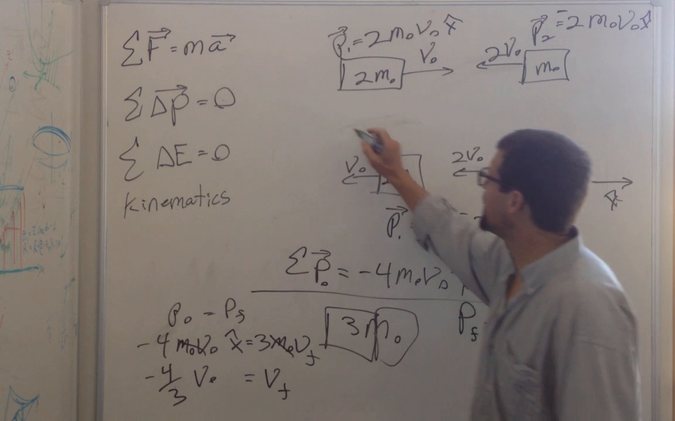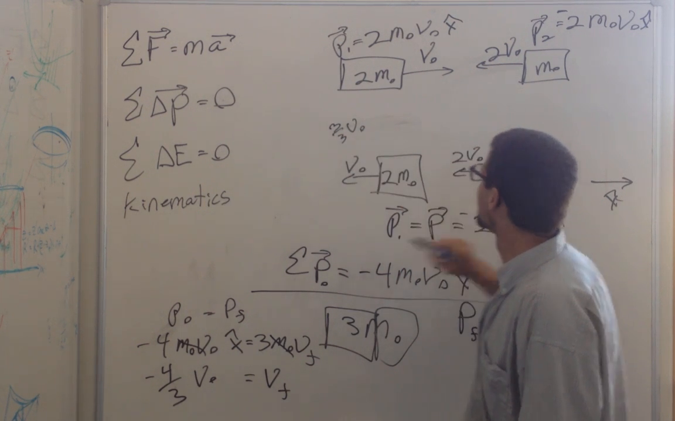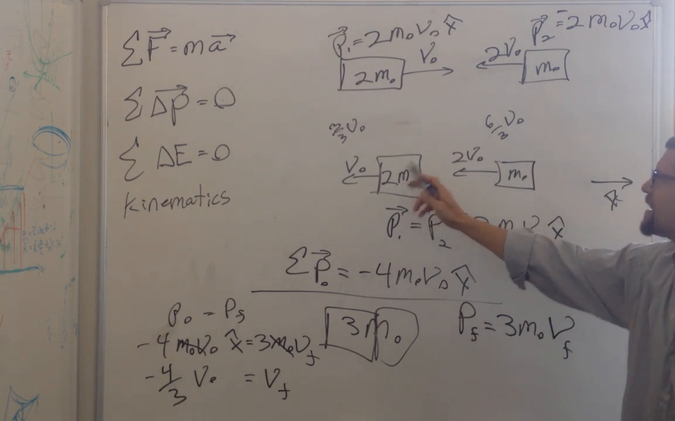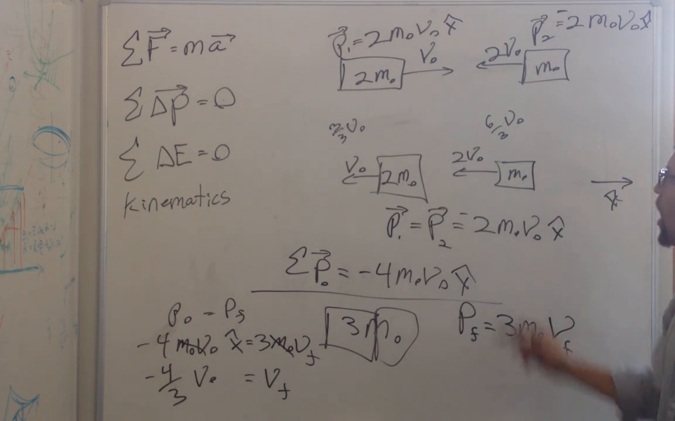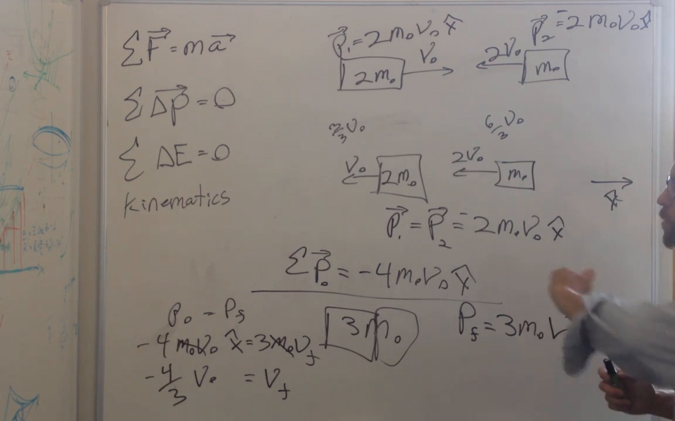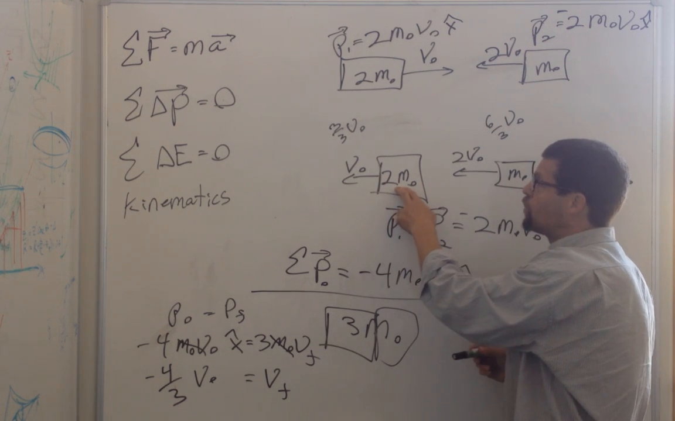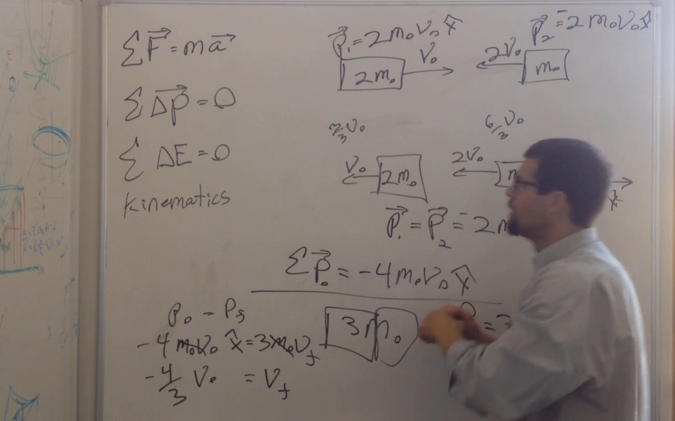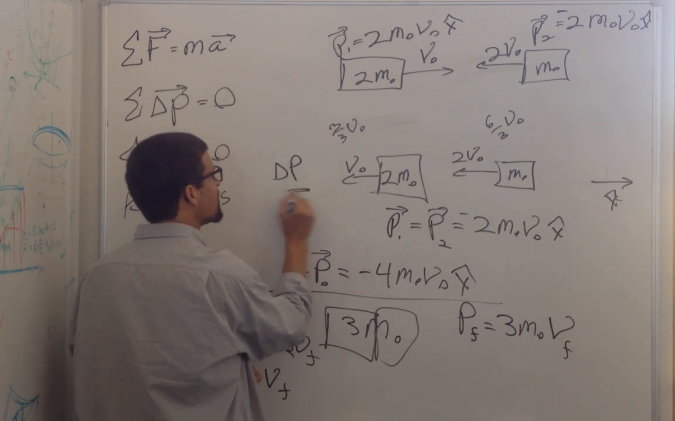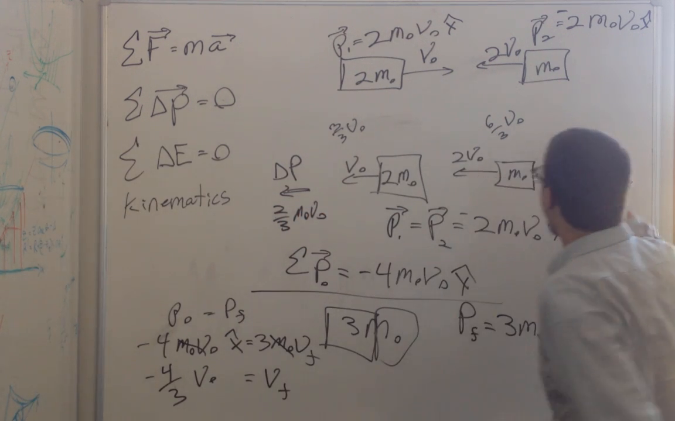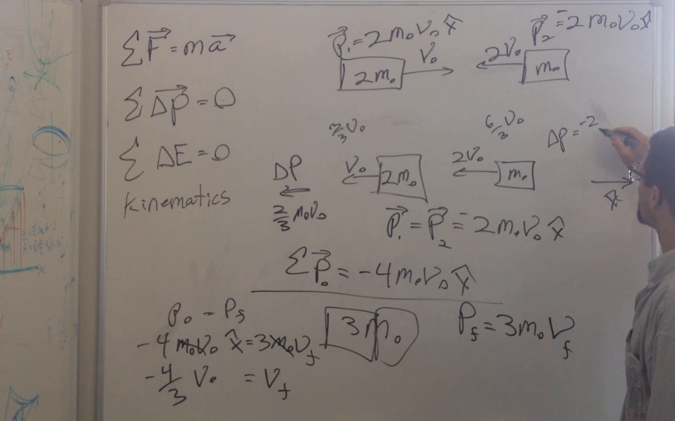So this one speeds up by 1/3 V naught, and this one slows down. If we write the initial speeds as 3/3 V naught and 6/3 V naught, we can see that this one speeds up by 1/3 V naught and this one slows down by 2/3 V naught. Or maybe what's most important is this gets an impulse in this direction of 2/3 m naught V naught. So delta P on this guy speeds it up at 2/3 m naught V naught. And this one slows down. Delta P is equal to negative 2/3 m naught V naught.